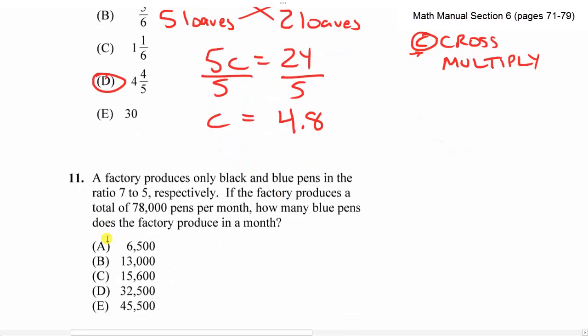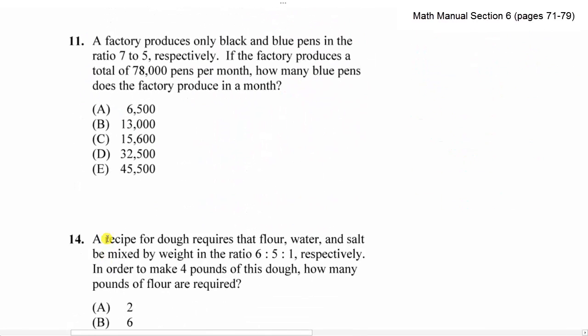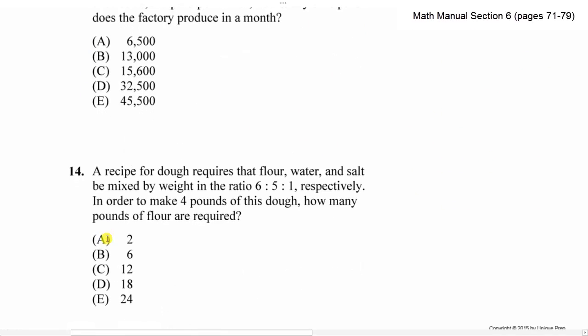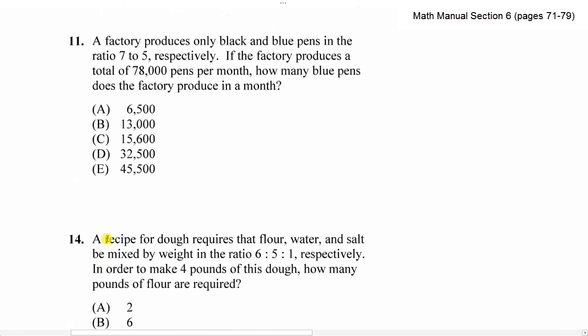Number 11, actually try number 11 and 14 on your own right now. I'm going to go ahead and do these, but you should pause the video and try them on your own. So number 11, a factory produces only black and blue pens in the ratio 7:5 respectively. The factory produces a total of 78,000 pens per month. They want to know how many blue pens the factory produces in a month.